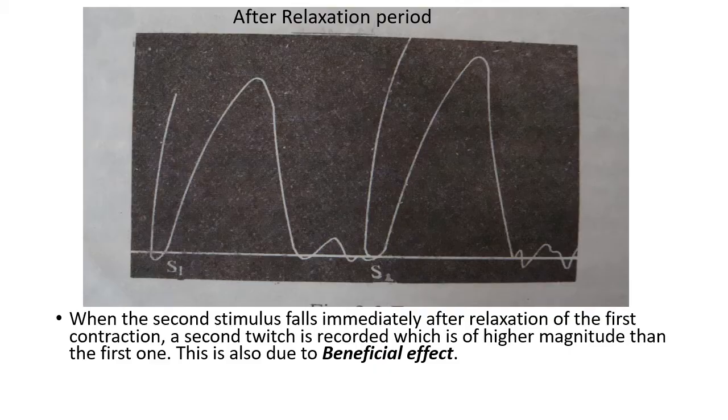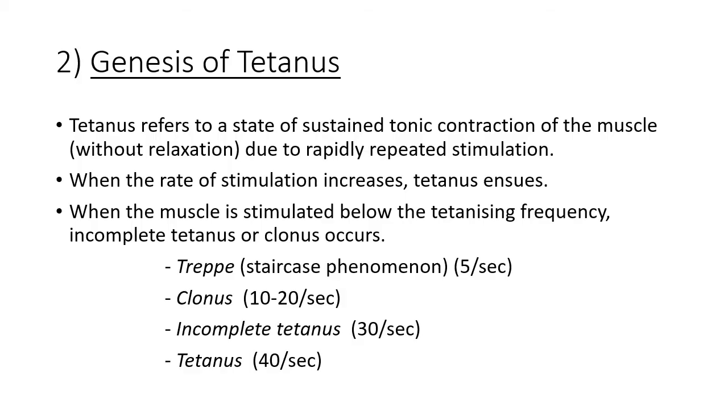When you give the second stimulus immediately after the relaxation period of the first one, you see increased height of contraction. Can you see it? Yes. And this is also due to beneficial effect. The main reason is calcium, because some calcium released in the sarcoplasm during the first stimulus is still available in addition to those released by the second stimulus. So that was all about the effect of two successive stimuli on muscle contraction.